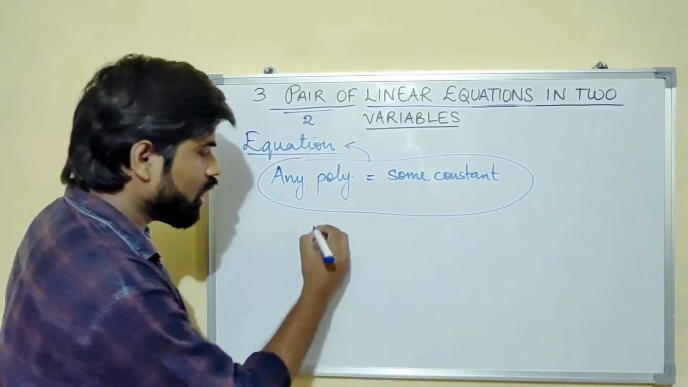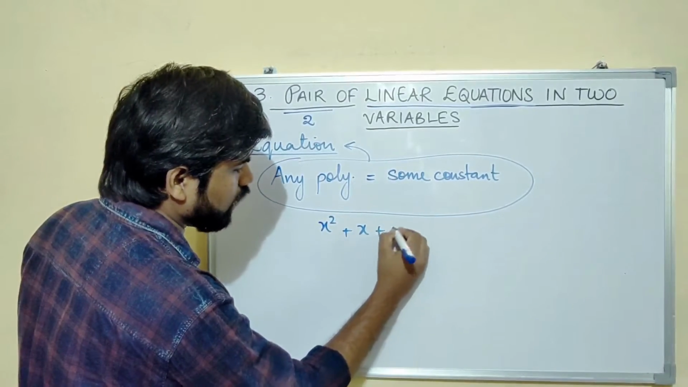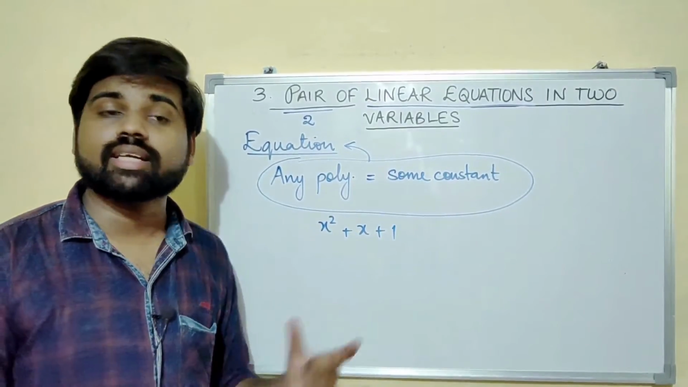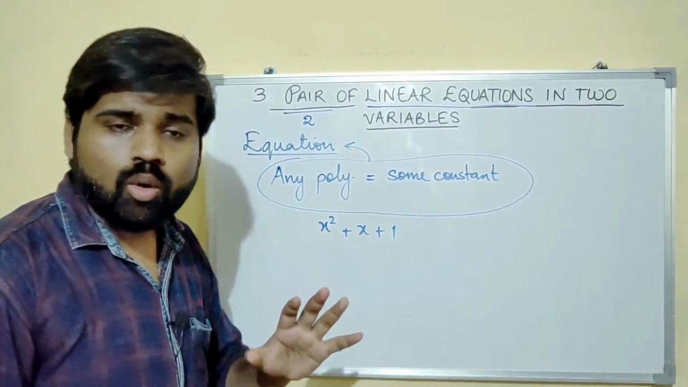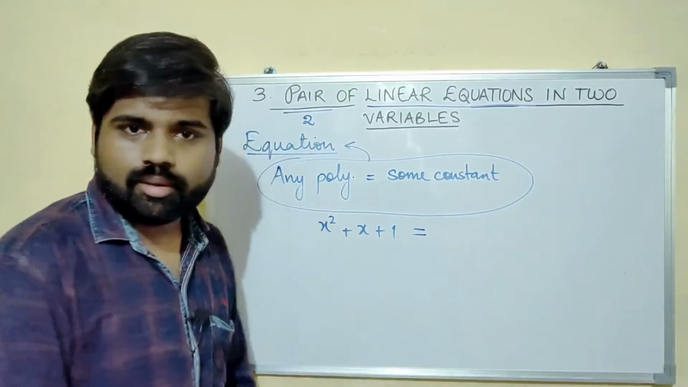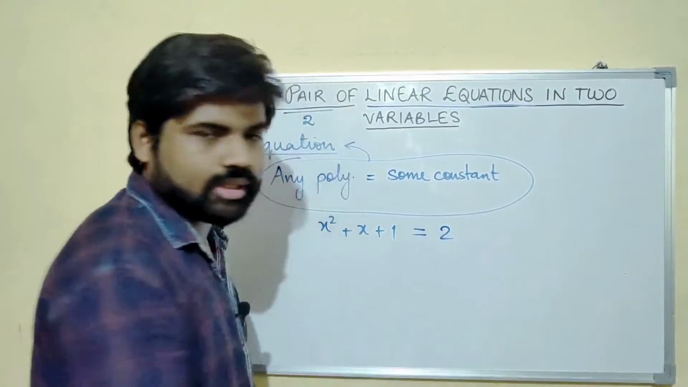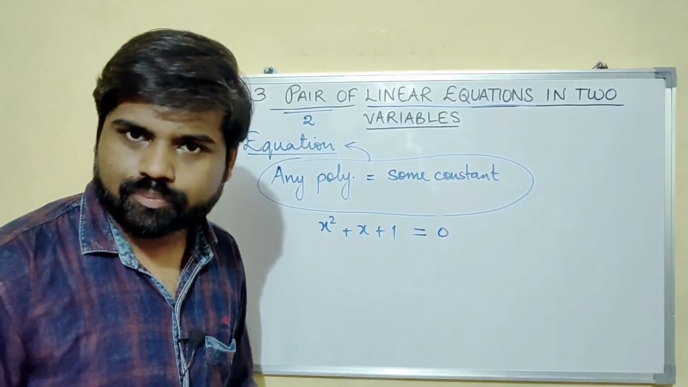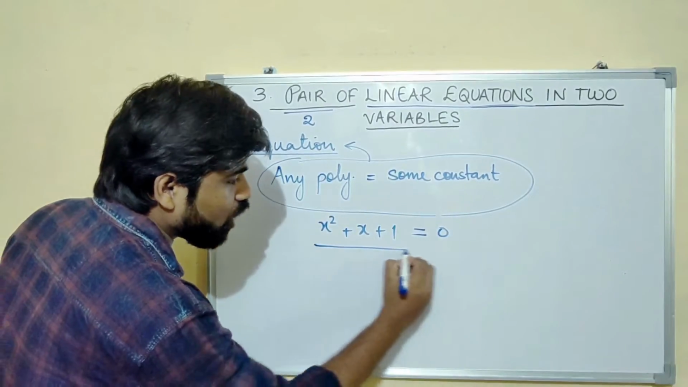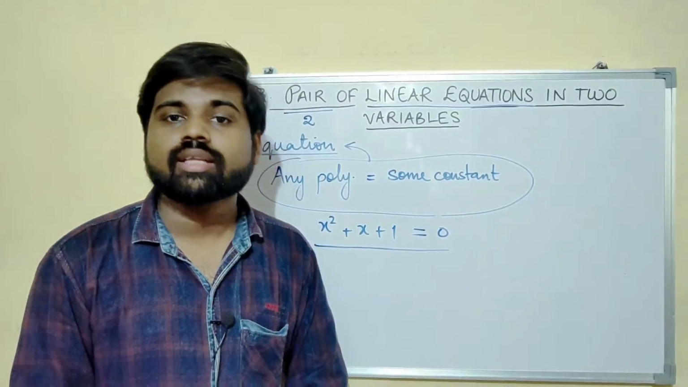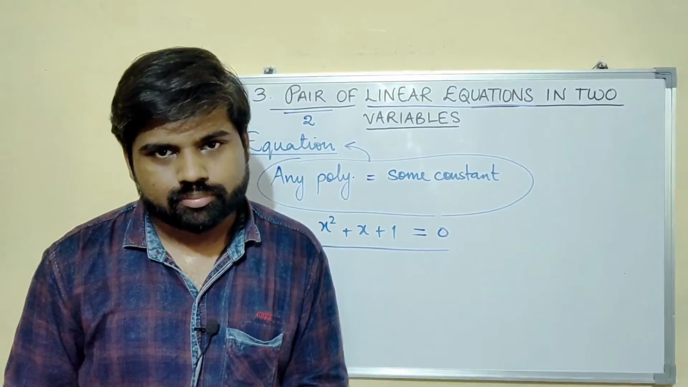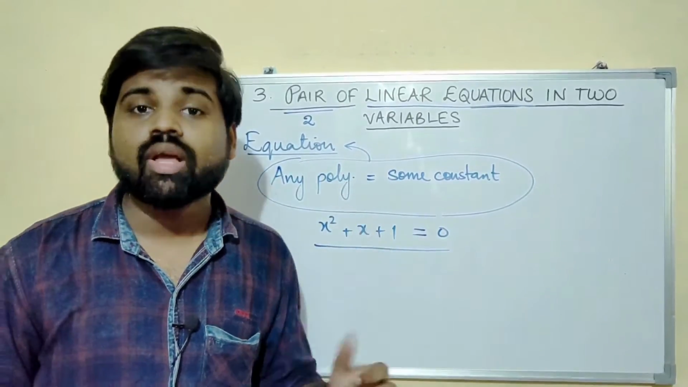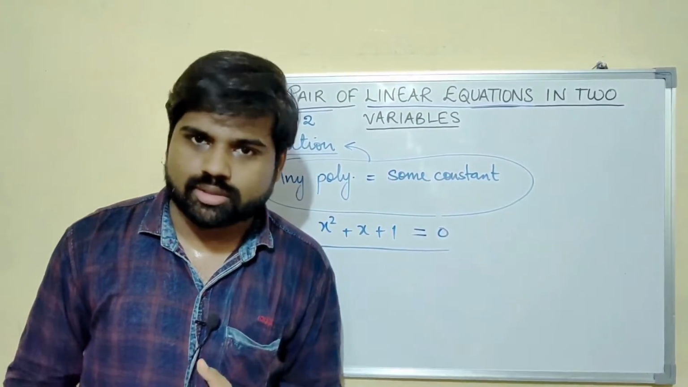For example, I am writing x squared plus x plus 1. This is a polynomial, right? And the degree of this polynomial is 2. That means it is a quadratic polynomial. Now, if I put an equal to sign here and put it equal to some constant, be it 2 or be it 0, anything, now this is not a quadratic polynomial. This is a quadratic equation. So you are able to understand the rough idea of an equation. What is an equation? Any polynomial equal to some constant.